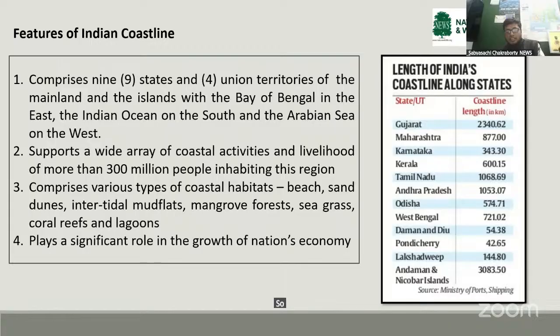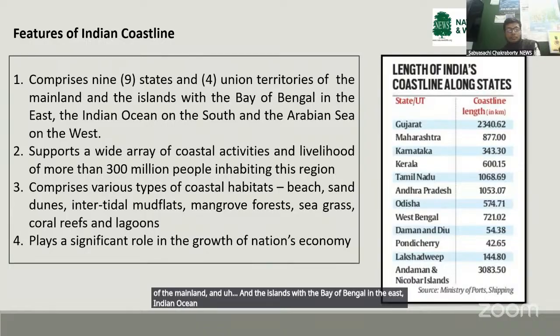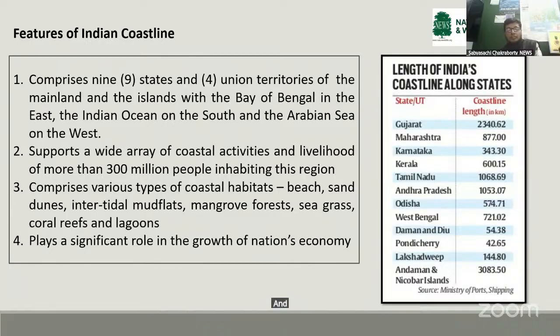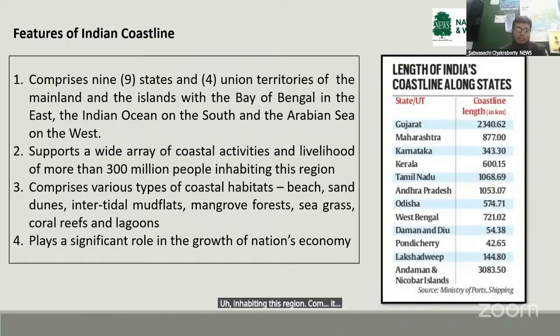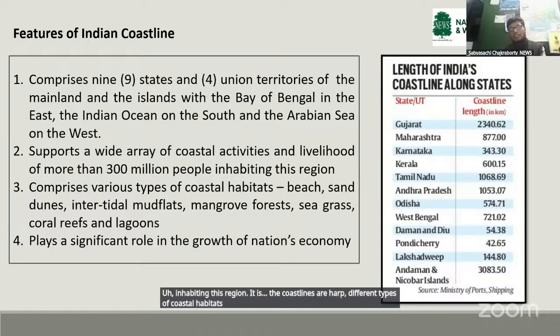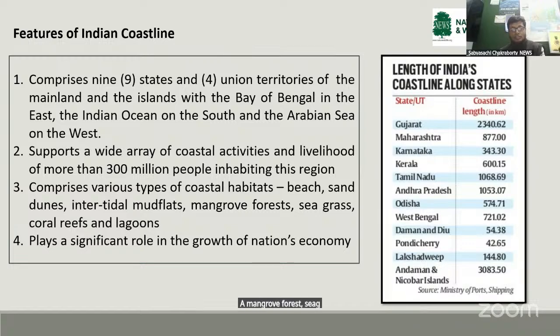So it comprises the 9 states and 4 union territories of the mainland, and the islands, with the Bay of Bengal in the east, the Indian Ocean in the south, and the Arabian Sea, and supports a wide array of coastal activities and the livelihood of more than 300 million people inhabiting this region. The coastline harbors different types of coastal habitats such as beaches, sand dunes, intertidal mudflats, mangrove forests, sea grasses, coral reefs, and lagoons, and plays a significant role in the growth of the nation's economy.